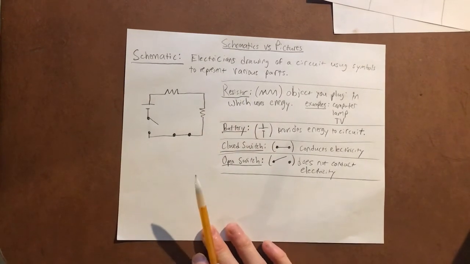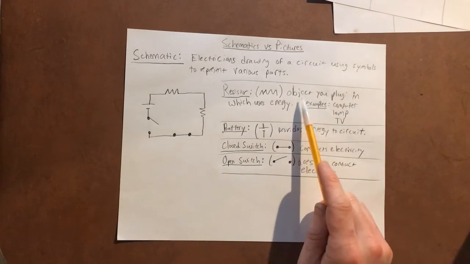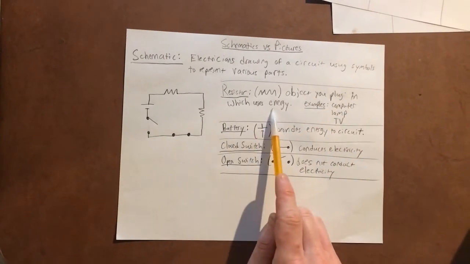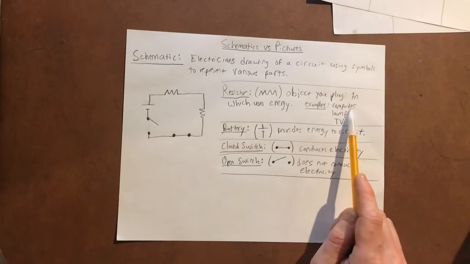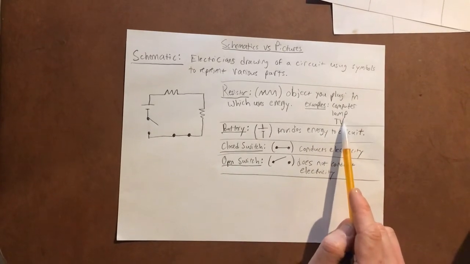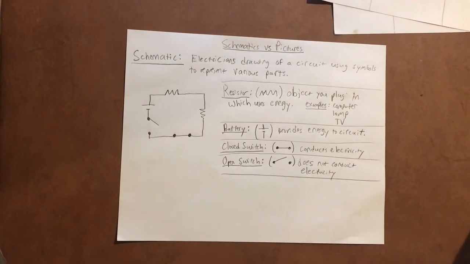You might say, what is a resistor? It's an object that you plug in which uses energy. So an example would be a computer, a lamp, a TV, really anything you plug into your wall is a resistor. It means it has resistance and it uses energy.